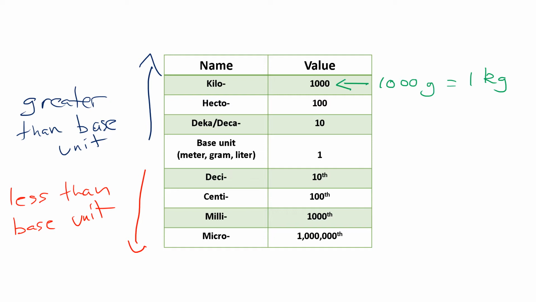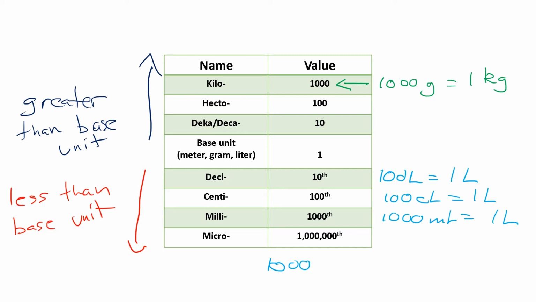And then from here, going down to our smaller units, deci, centi, milli, and micro, we have smaller units of measure. So we have here for a deci, there are 10 deciliters, we could say, in 1 liter. Or for centi, there are 100 centiliters in 1 liter. For milliliter, that would be 1,000 milliliters in 1 liter. And then for micro is a million. So for micro, there would be 1,000,000 microliters in 1 liter.